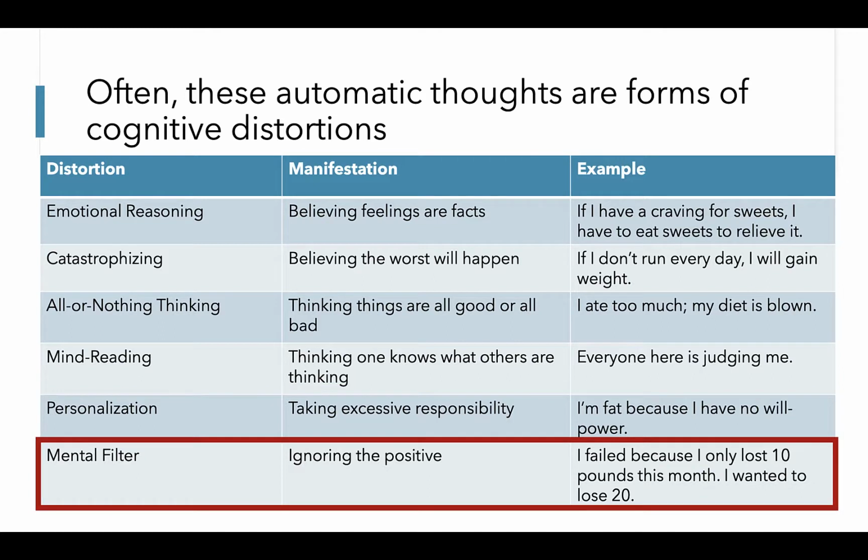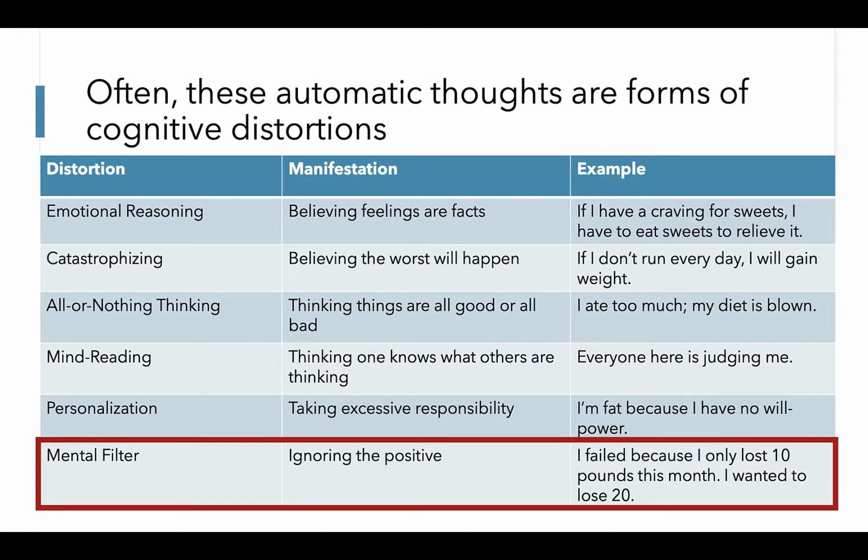Our final cognitive distortion is mental filter, when we ignore the positive of our situation and amplify the negative. This is easy to do because we're drawn to the negative as a protective mechanism so that we can understand the negative of a situation and try to address it.